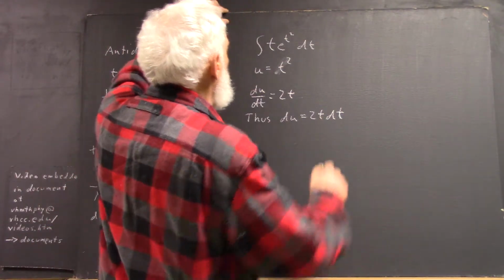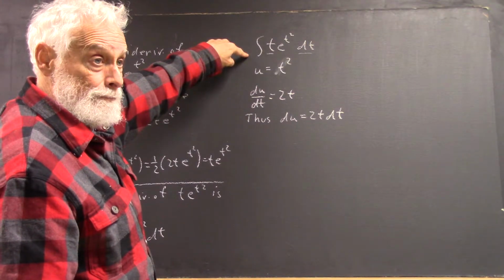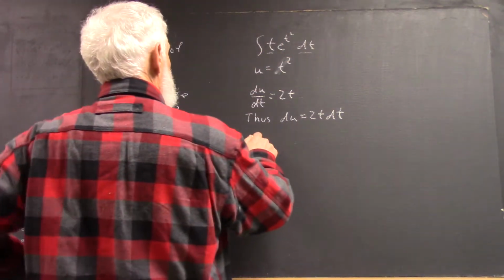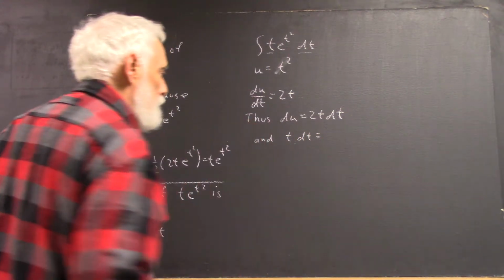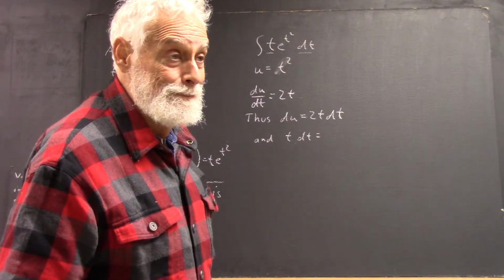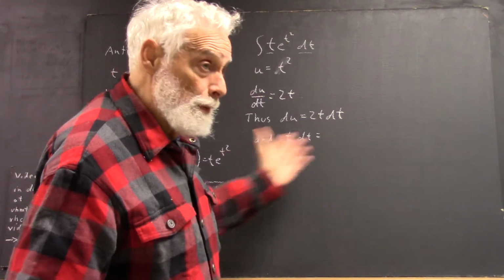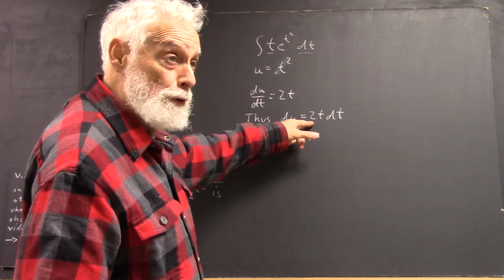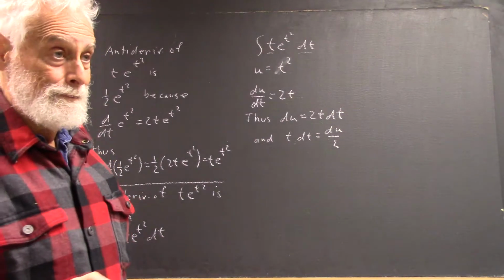If you look up here, we have a t dt in this expression, okay? So we want to know what t dt is. Well, if du equals 2t dt, what's t dt? Treat it like an algebra equation, try to solve for t dt. Divide both sides by 2, you get t dt equals du over 2. Okay?